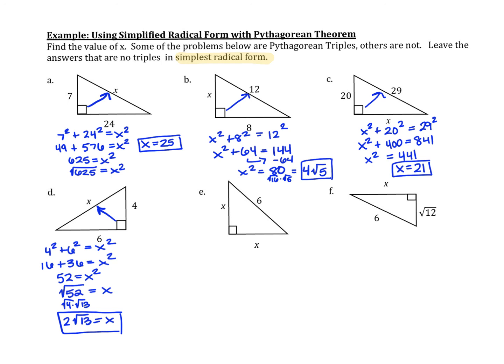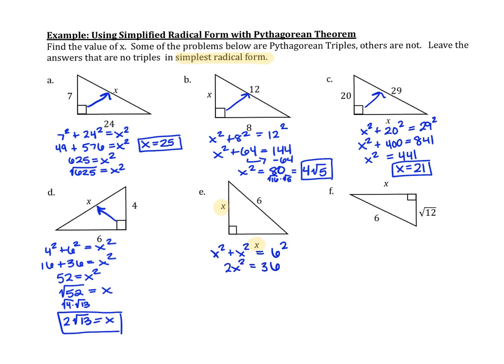Okay, if you look at letter E, this one looks a little bit different just because both of your legs have an x on there, so it's going to change how we solve it just a little bit. So we have x squared plus x squared is equal to 6 squared. So we have 2x squareds. So we just write 2x squared, combining those like terms, is equal to 36.